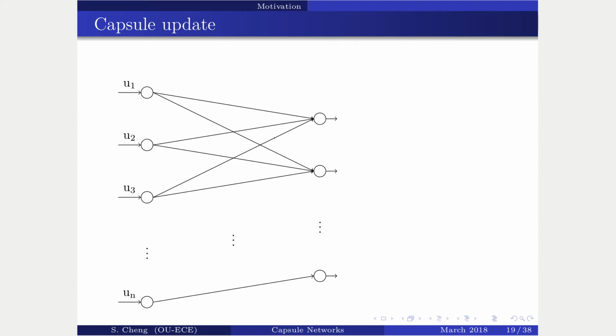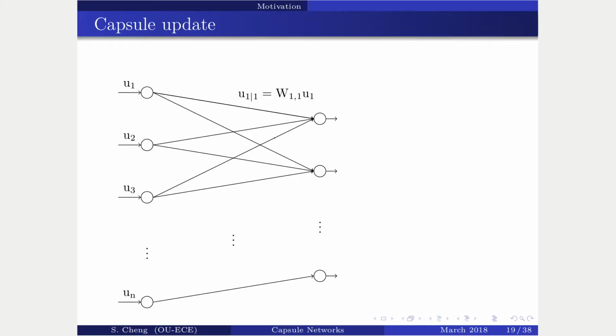Now let's get into the detail. So let's say we have n child capsules here and n parent capsules, and let's say the incoming information to each of the child capsules are U1 up to UN here.